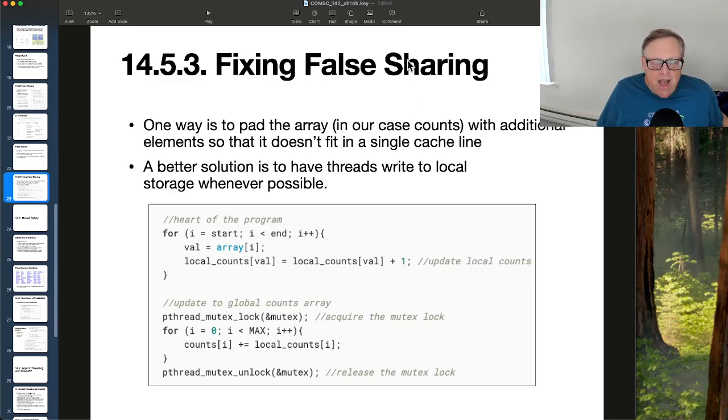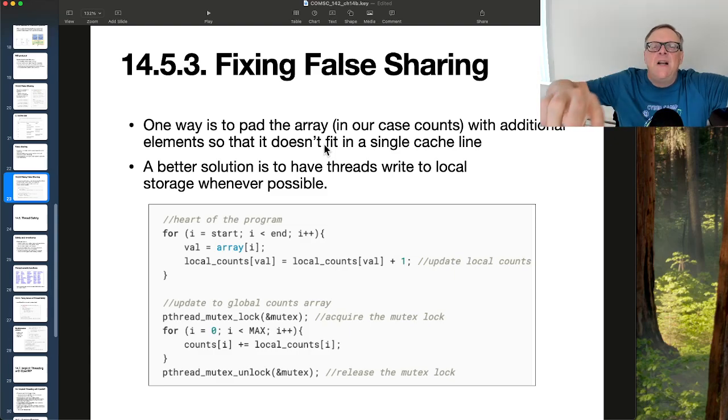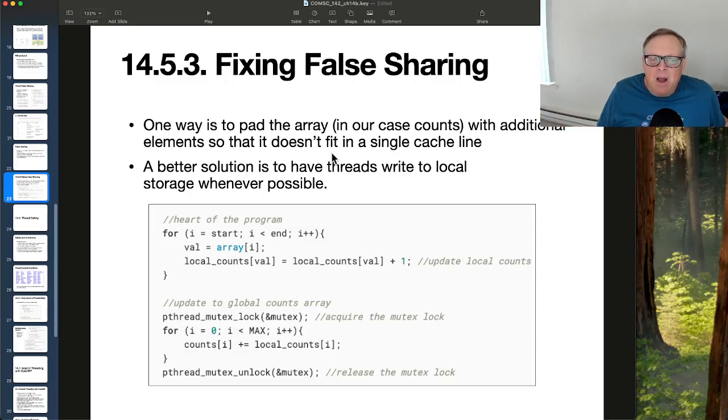So if you want to fix that, one thing they say is to pad the array so it doesn't fit in a single cache line. That's a pretty terrible idea. But if each one of them was in a different cache line, then they wouldn't be invalidating each other so much. That's unlikely to work.